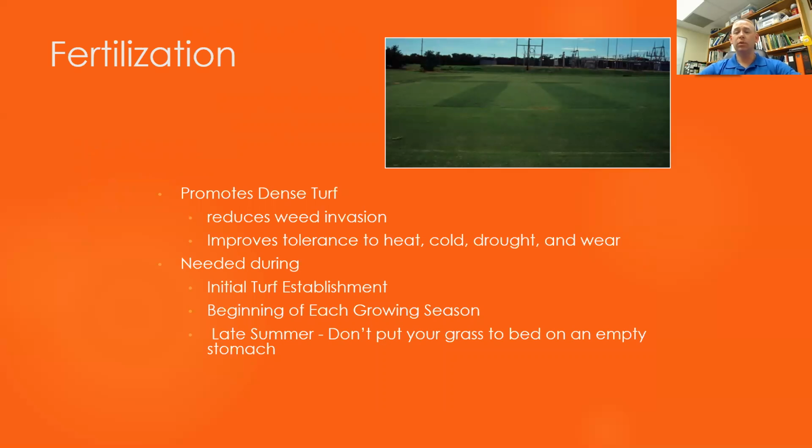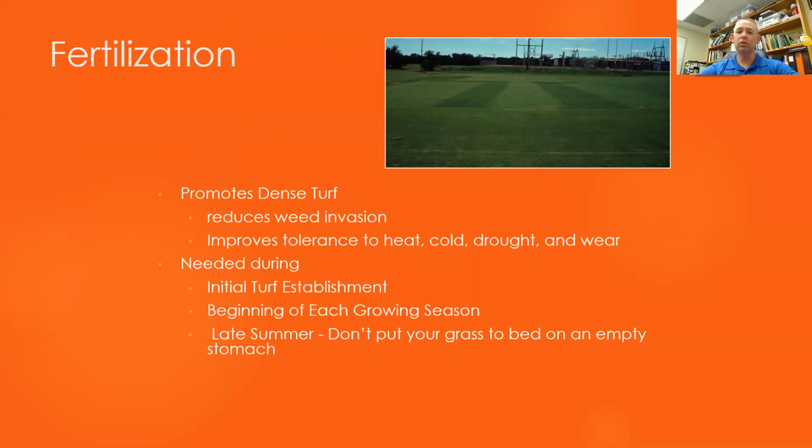So why do we fertilize? We fertilize because it promotes dense turf, reduces weed invasion, improves tolerance to heat, cold, drought, and wear. Here in Guthrie and Logan County, we predominantly have warm season turf grass. And in some of the more shaded areas in our yards, we're going to have a cool season turf grass. Those need to be managed differently. And we're going to talk about two of those management options.